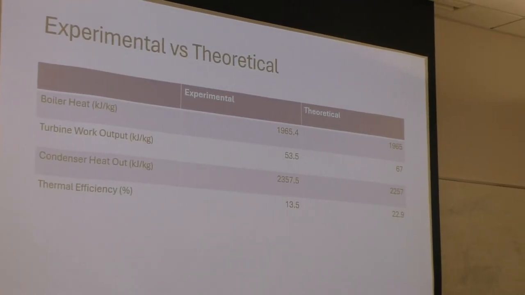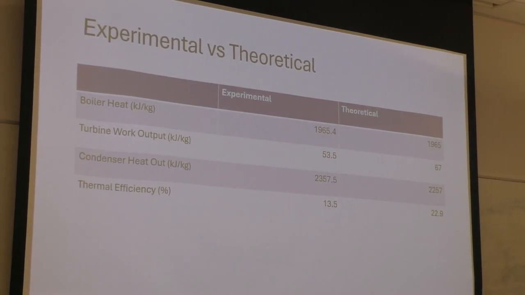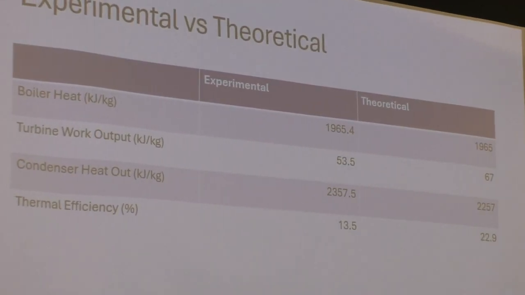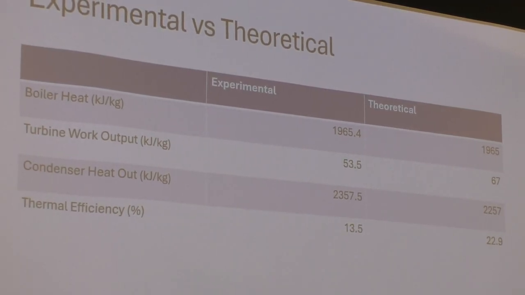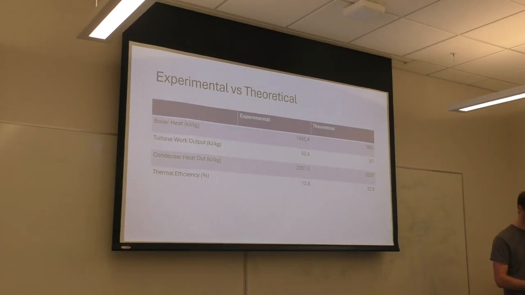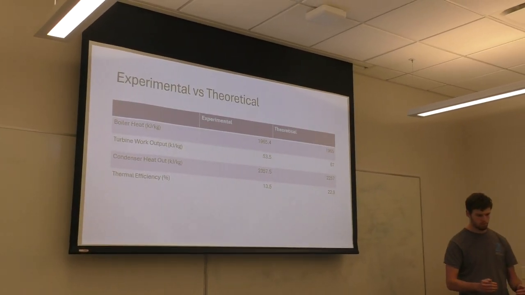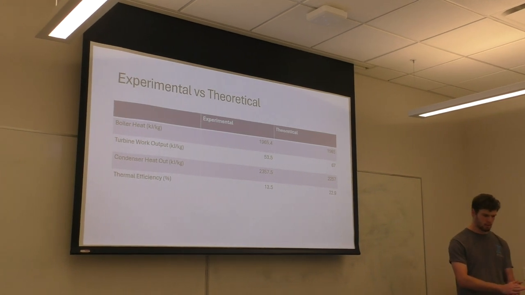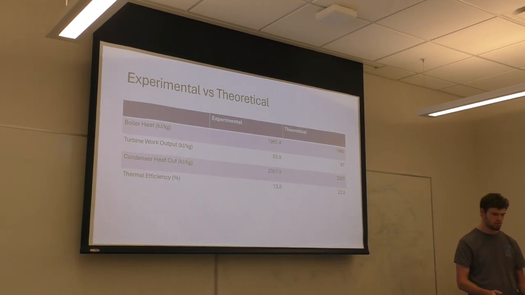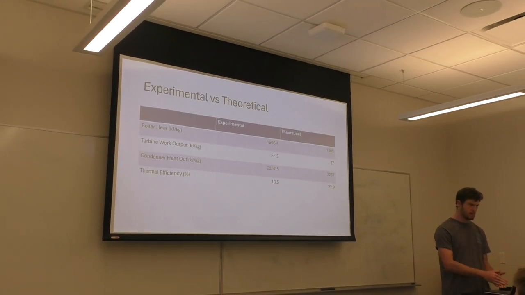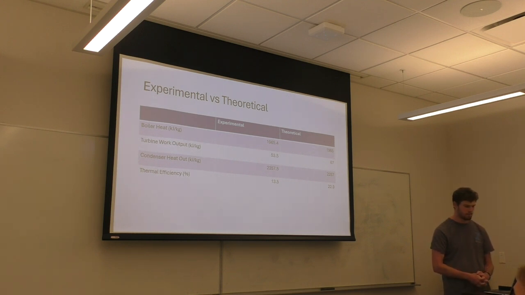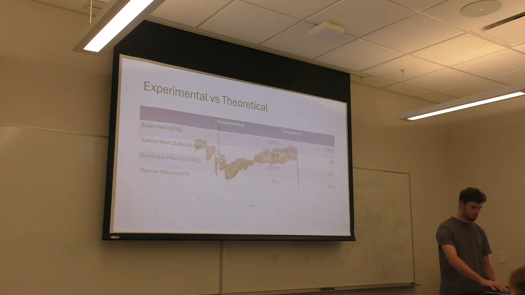These are the experimental and theoretical values that were found. The boiler heat is pretty much the same. The turbine work was also pretty close, and the condenser heat was relatively close, but the small differences in the two create a theoretical thermal efficiency that's almost double the experimental value. This makes sense, as you can't have an ideal system. There's always going to be losses, whether that's friction or heat loss or things like that. That's just generally what happens in this kind of system.